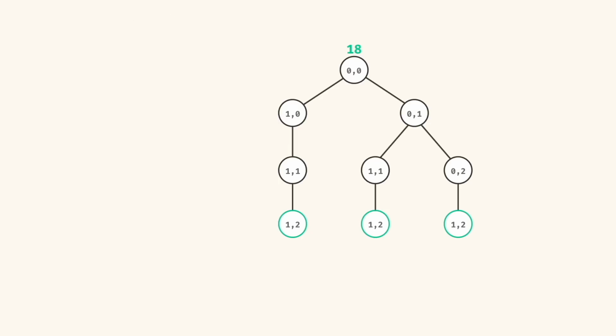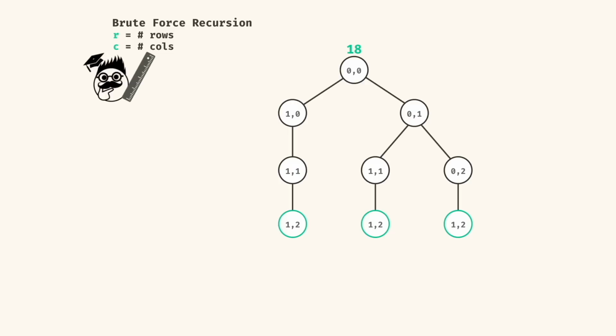Let's talk about the brute force complexity of this algorithm. If we say that R is the number of rows and C is the number of columns, then our time complexity is going to be exponential, just like we saw in the last problem.